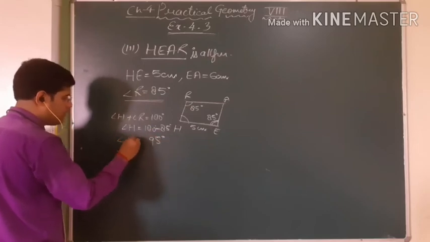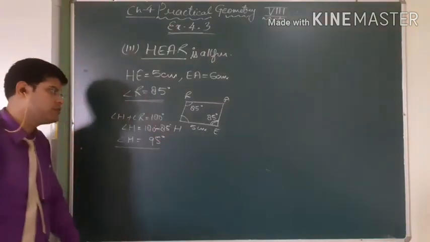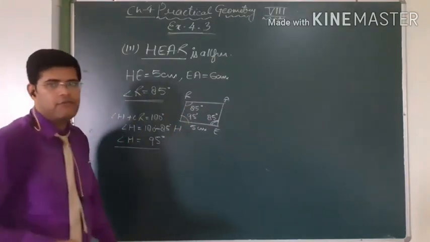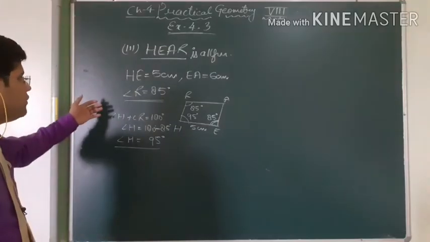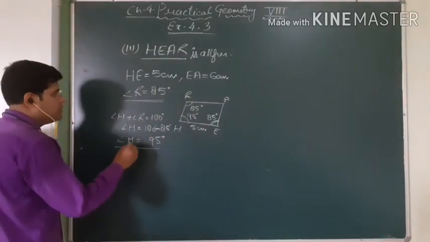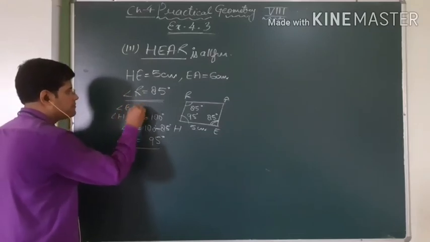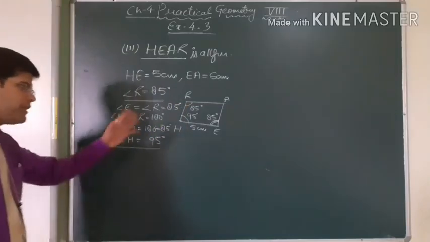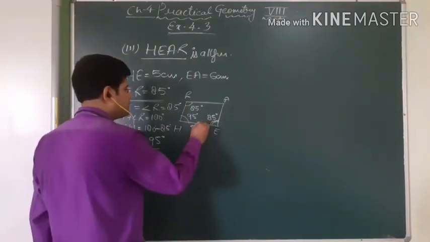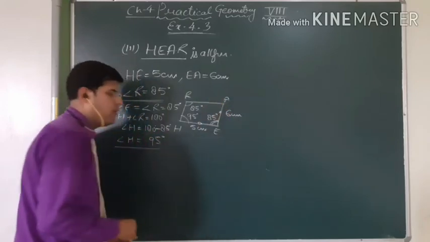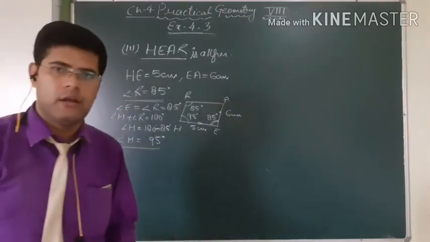Okay students, so here we have angle H also 95. So by this property we can find angle R and angle E. How can you write angle E? Because angle E is equal to angle R, which is 85. So here we have three angles and two adjacent sides. This one is 5 and this would be 6. Okay students, now I am going to make the figure.